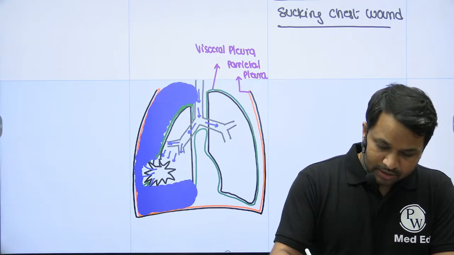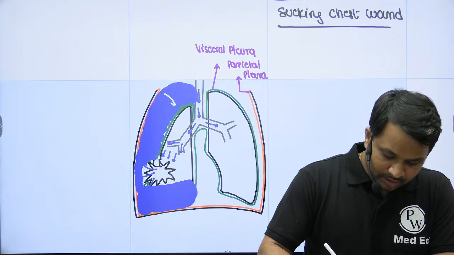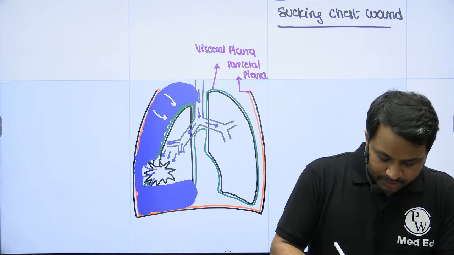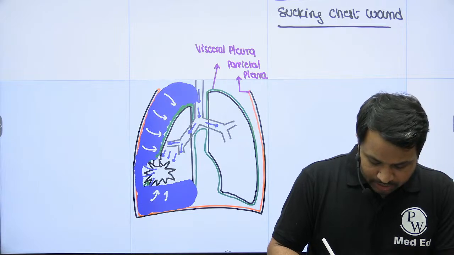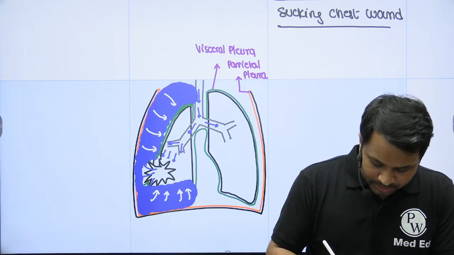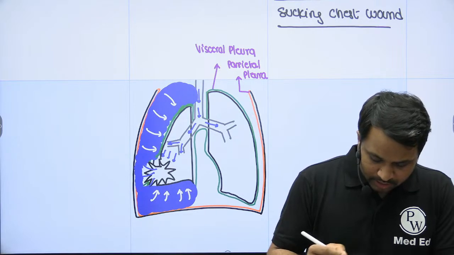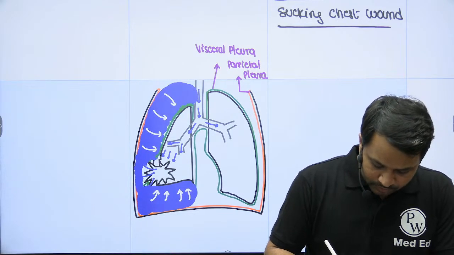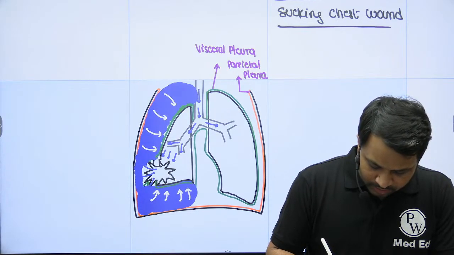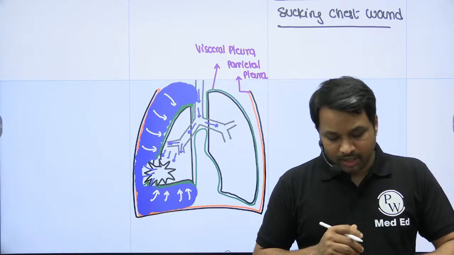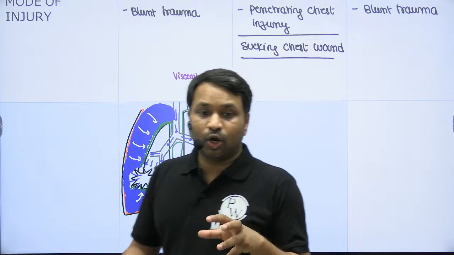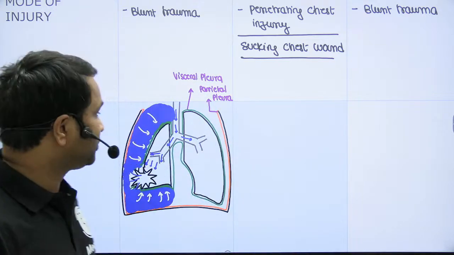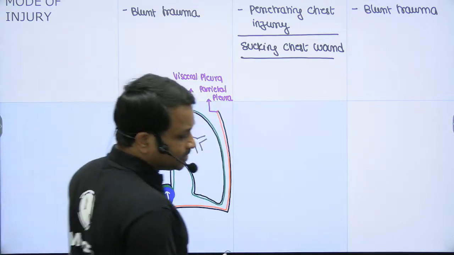You now notice that all this air that is accumulated will start to exert pressure on the lungs, and this lung won't be allowed to expand. You now notice the lung is totally compressed. It won't allow the lung to expand. So this air that has leaked from outside has compressed the lung on the same side and is not allowing the lung to expand. This is what we call tension pneumothorax.